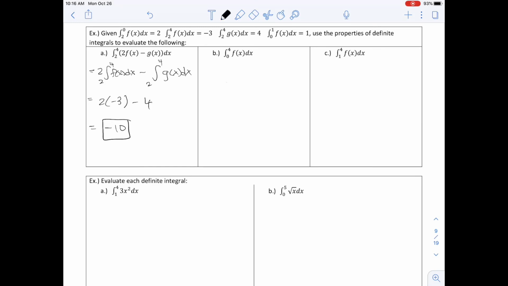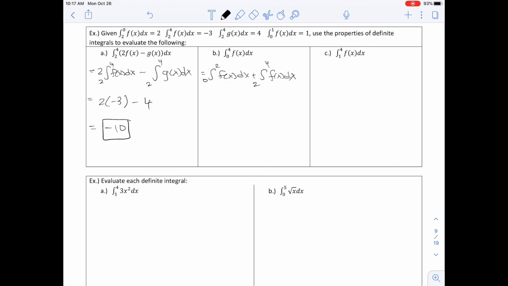So the next one says the integral from 0 to 4 of f of x dx is, looking up above, we don't have the integral from 0 to 4. However, we do have it going from 0 to 2 and from 2 to 4. So I'm able to split that up, and that is using that last property, property 6, up above. And so I'm going to rewrite this as the integral from 0 to 2 of f of x dx plus the integral from 2 to 4 of f of x dx.